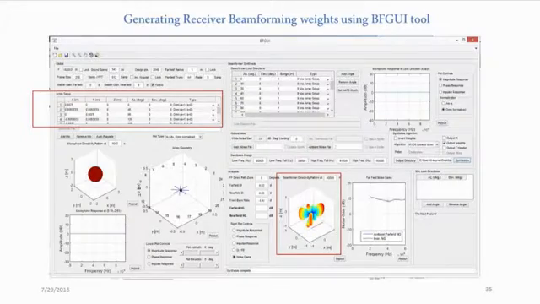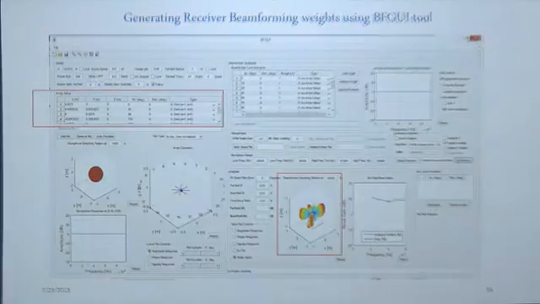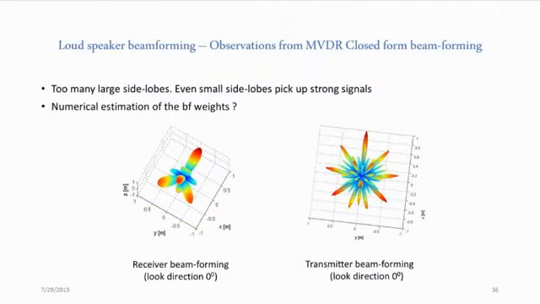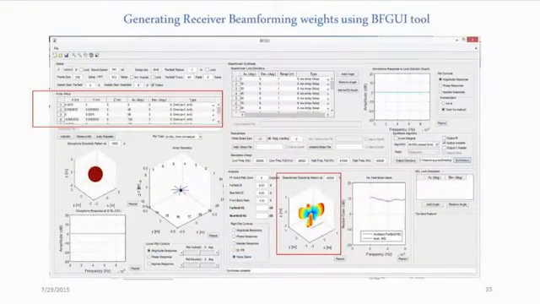And same goes with receiver beamforming weights. We used MVDR closed form. We evaluated MVDR closed form method, and this is what it looks like. Omnidirectional directivity pattern. Yes, we used omnidirectional. So that made us go for some other method of beamforming that we'll see in the near future, because firstly our transducers were not really omnidirectional.